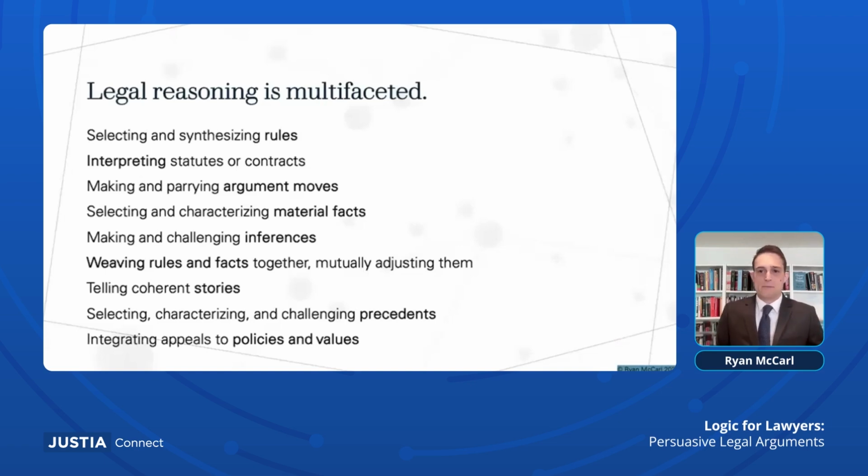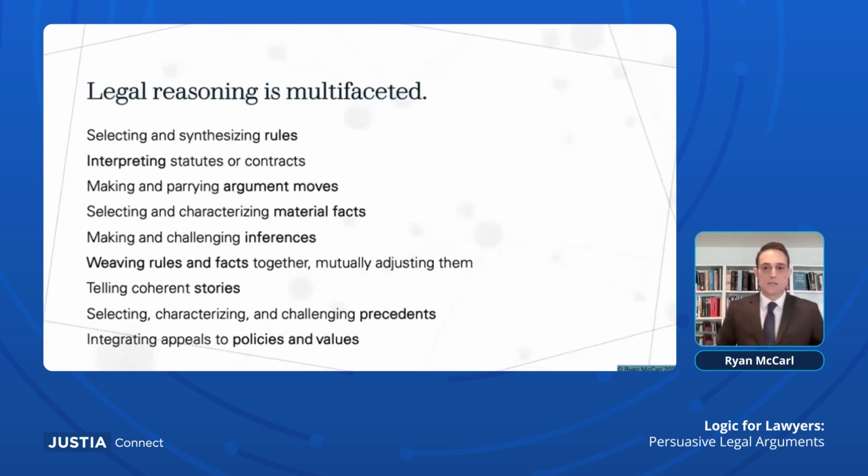And selecting and characterizing material facts, which are facts that intersect with the rule that you're trying to apply, and that hopefully are sufficient or not sufficient to establish that the rule applies in a given case. Making and challenging inferences, weaving together rules and facts, mutually characterizing the rule to fit the facts, and characterizing the facts to fit the rule. Obviously, to be persuasive, it needs to be a weaving that's consistent with the authorities, and that's intellectually honest, and that isn't trying to tweak or embellish the available facts.